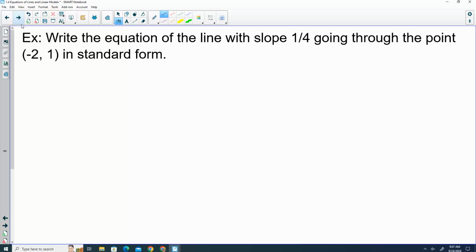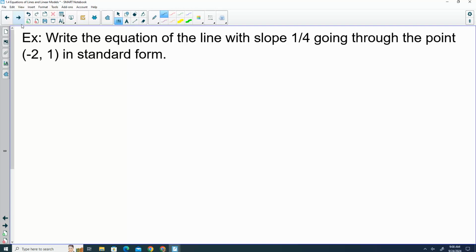Right, so what is standard form? Ax plus By equals C. Can you ever just jump right into standard form? No. What we have to do is first write it in slope-intercept form, and then we will move the equation around to put it in standard form.